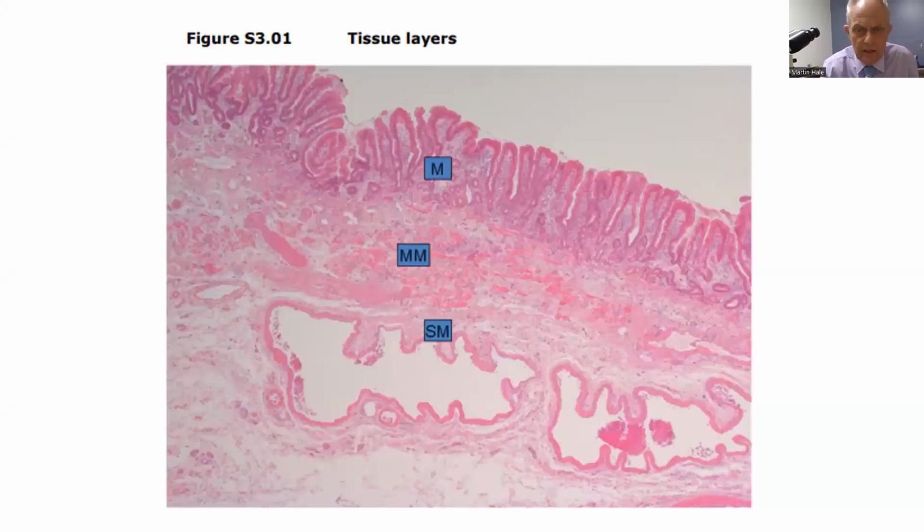So let's just have a look at the anatomy. Here you've got the mucosa. This is not squamous mucosa, it's gastric mucosa, but you've got the mucosa, the lamina propria, the muscularis mucosae, and then you've got the submucosa. All right, so that's just the anatomy: mucosa, lamina propria extending down to the muscularis mucosae, and then the submucosa.